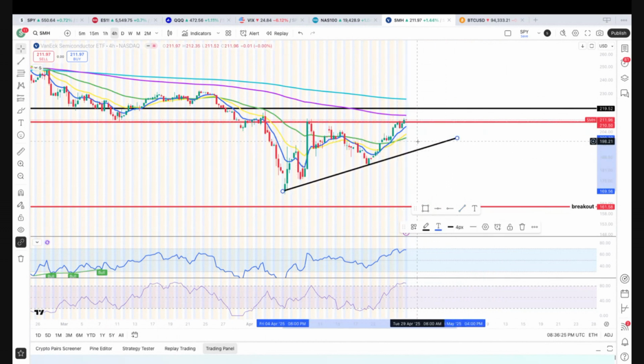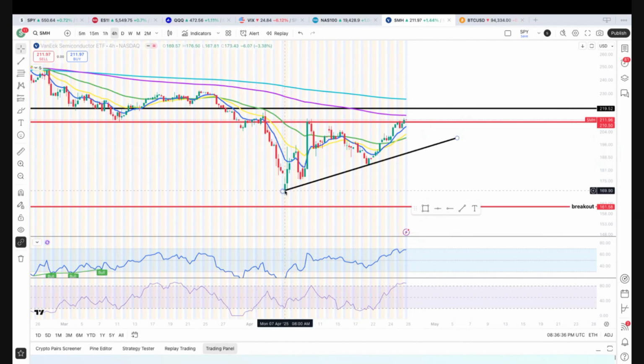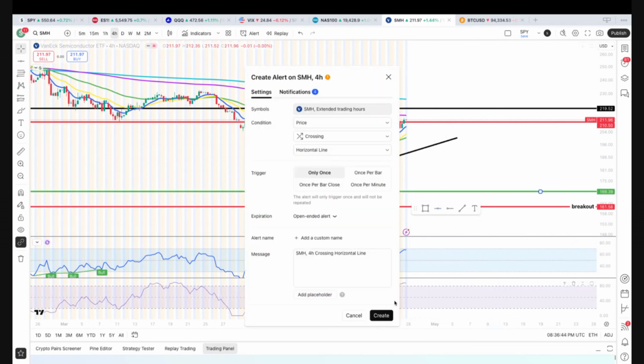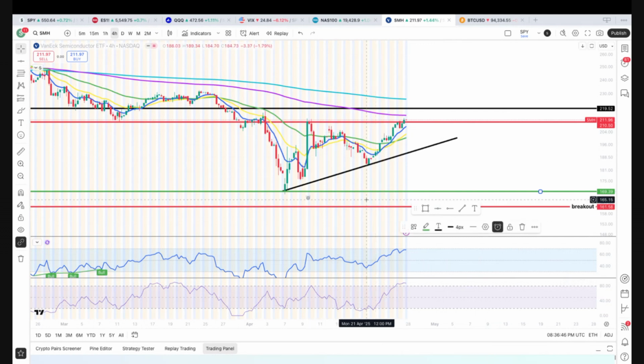Same thing here. If we do reject here, I would look for SMH again here. If we break through this, I would look for SMH again at the last low, because remember we're breaking this trend line, so that level is 169. And I'm going to create an alert here, which will alert me.